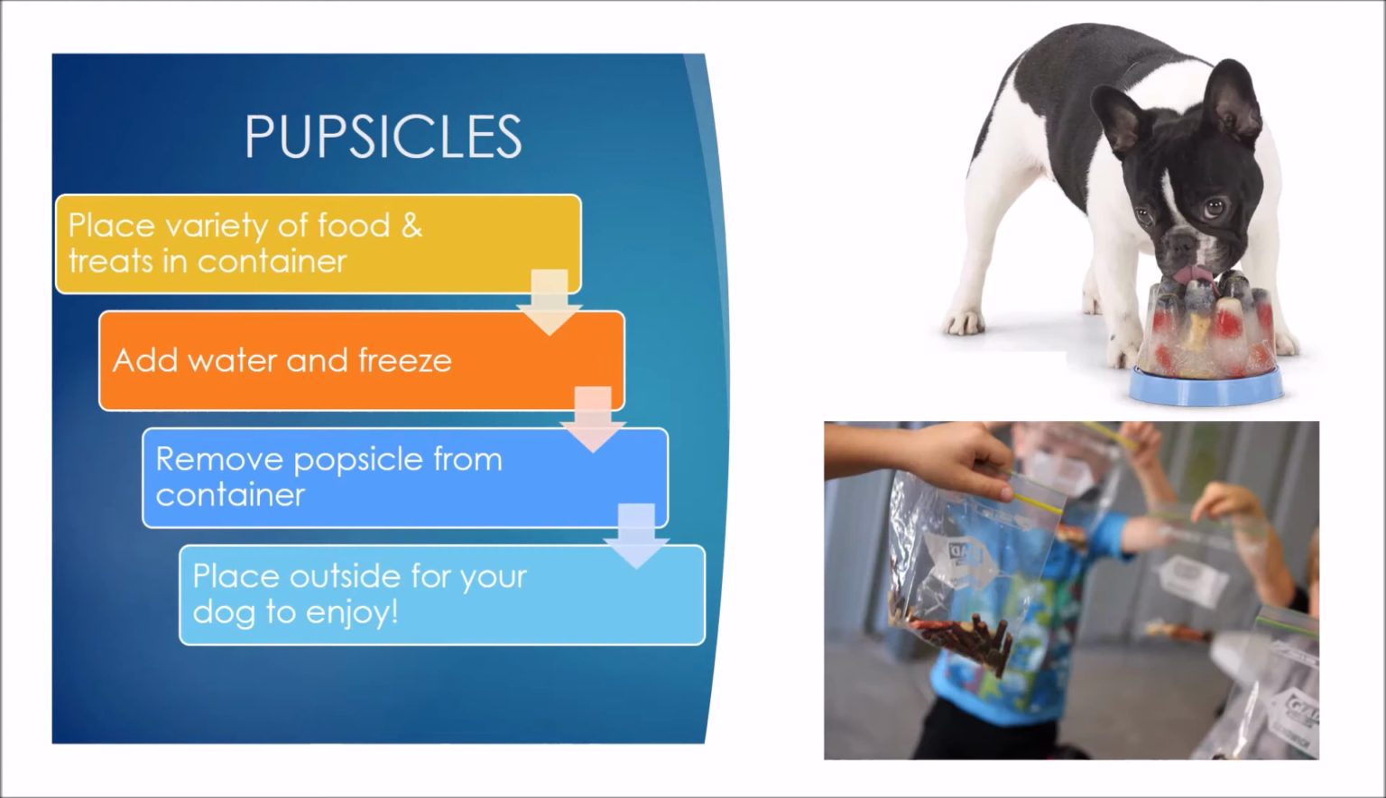Popsicles are another nice little one as well. So I use either a little silicone mold, an empty plastic container, or I do use a lot of the Glad Ziploc sandwich bags. Pop some of their food in, you can put some treats in there. You're then going to fill it with water, freeze it, and then the next day you can take it out of the container, put it out on the lawn, and they can lick and chew and crunch and play with it.